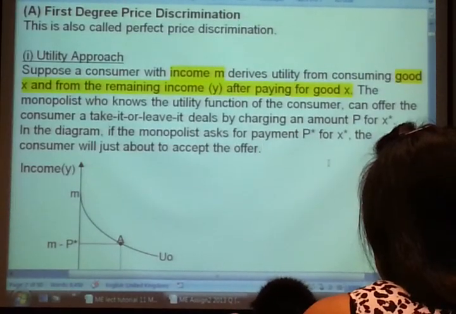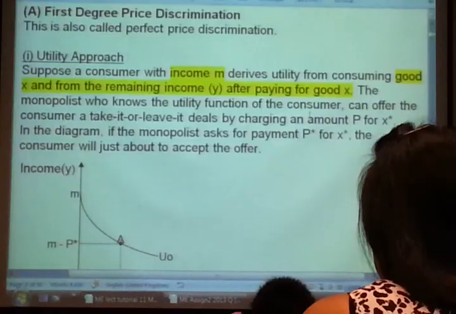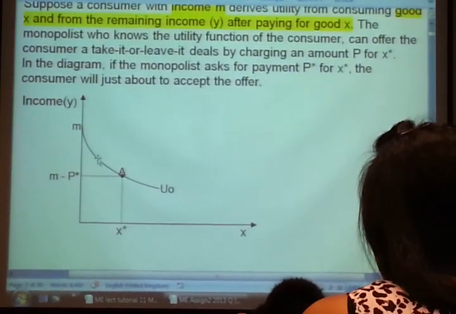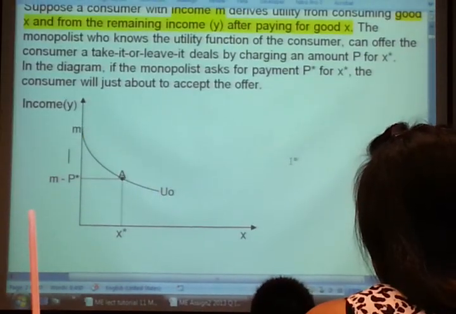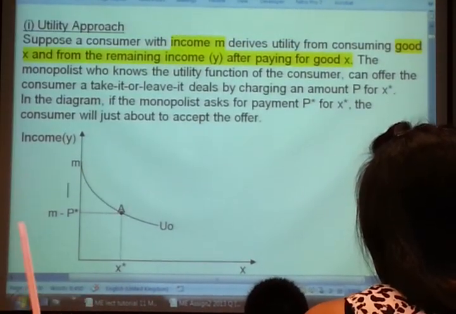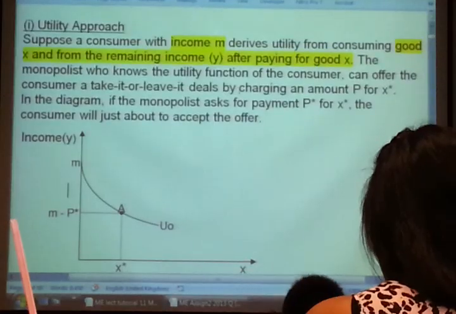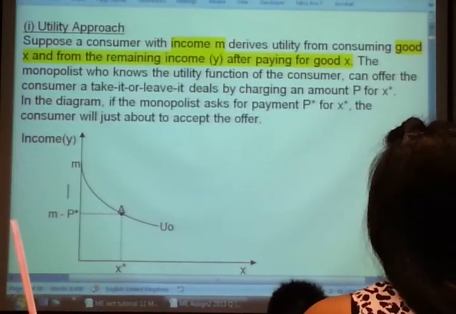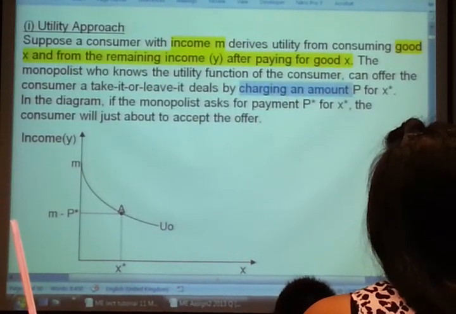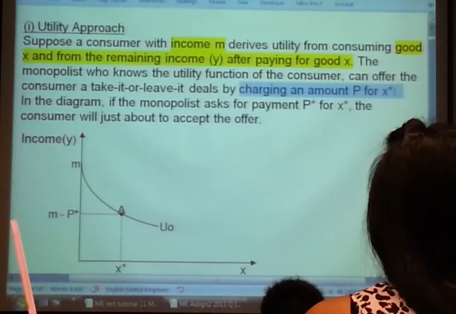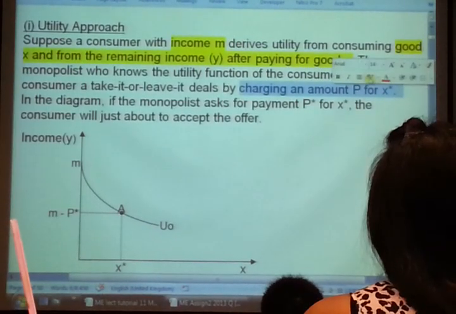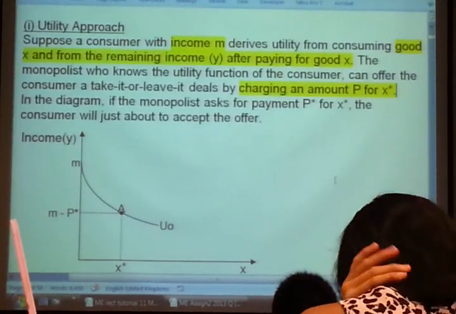So suppose the monopolist knows the utility function of this person. Now the monopolist knows your utility curve is this. What can he do? He can offer you a take it or leave it deal. He can start by charging you P for X star. Okay, this one you have to be very careful.